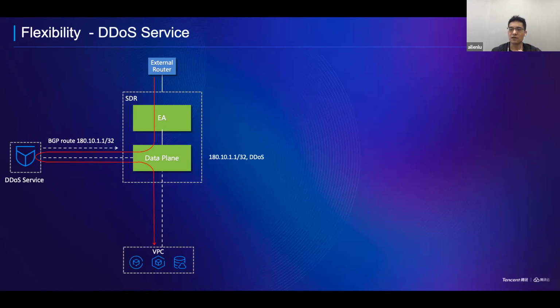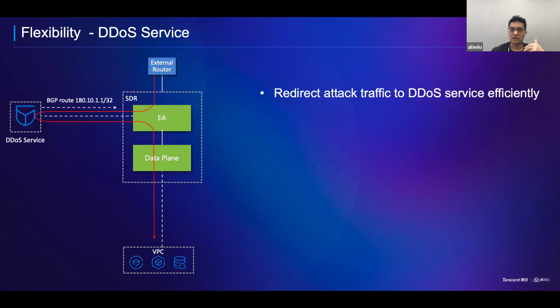However, DDoS traffic is always short burst and high volume. So to protect our servers, to protect our data plane, we want to redirect the attack traffic to DDoS service at EA instead of the data plane, to leave our data plane only handling the real traffic.